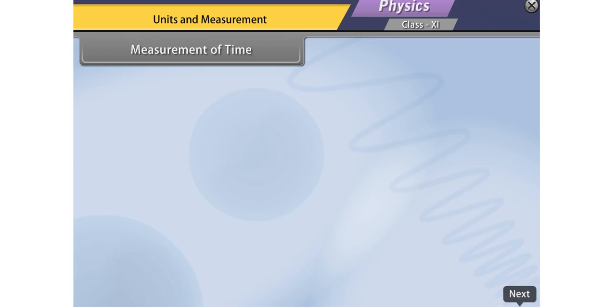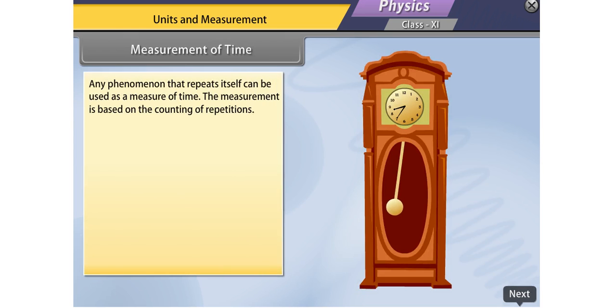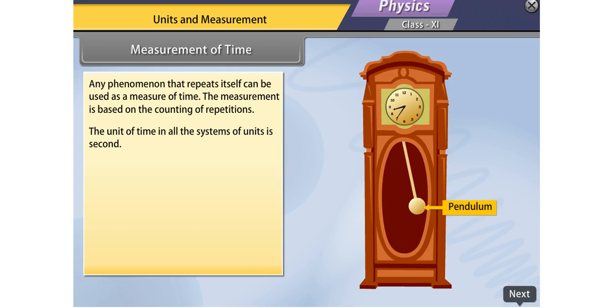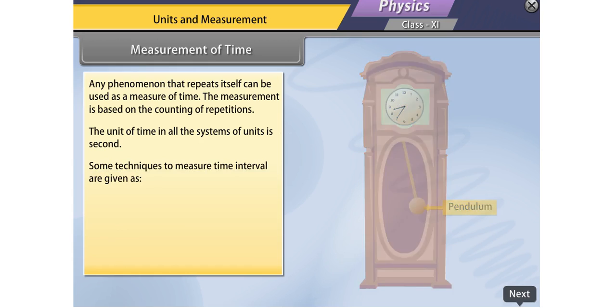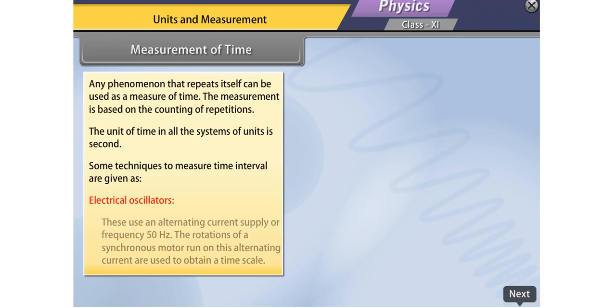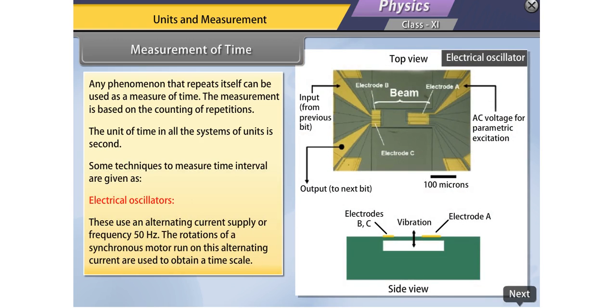Measurement of time. Any phenomenon that repeats itself can be used as a measure of time. The measurement is based on the counting of repetitions. The unit of time in all the systems of units is second. Some techniques to measure time interval are as follows. Electrical oscillators: these use an alternating current supply of frequency 50 Hz. The rotations of a synchronous motor run on this alternating current are used to obtain a time scale.